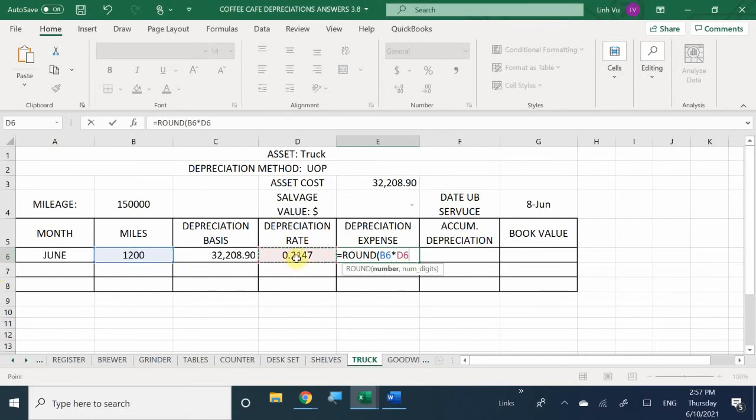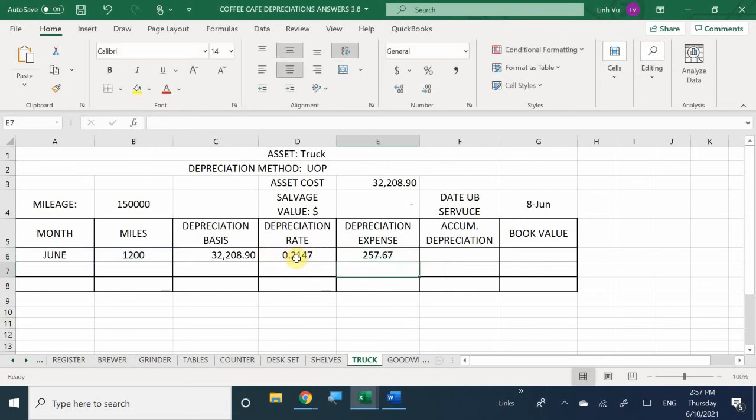260.88. Okay, I did not get that. Did you round the number too short? No, you got it right. 257.67. Oh no, but she got 250. She got something else.